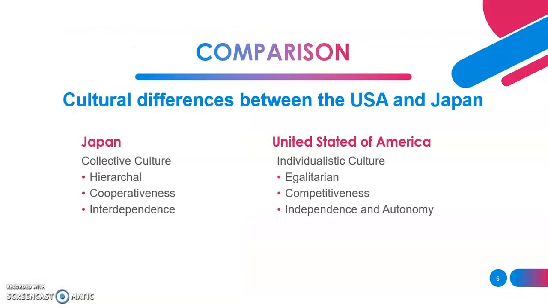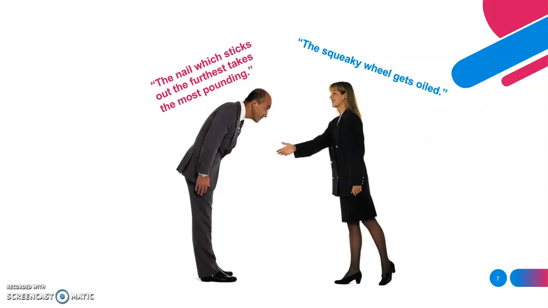So, cultural differences between the USA and Japan, again. Japan is a collective culture. The US is an individualistic culture. This information is derived from an article by Hui Jen Yang. Japan is hierarchical. They are all about cooperativeness and interdependence on the group, whereas the US is egalitarian. There's competitiveness, independence, and autonomy is all huge. So a common phrase in Japan, the nail which sticks out the furthest takes the most pounding. In the US, the squeaky wheel gets oiled.